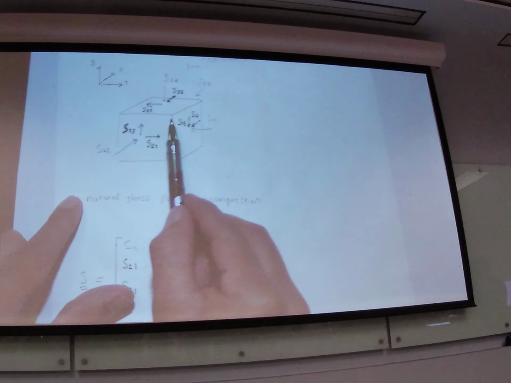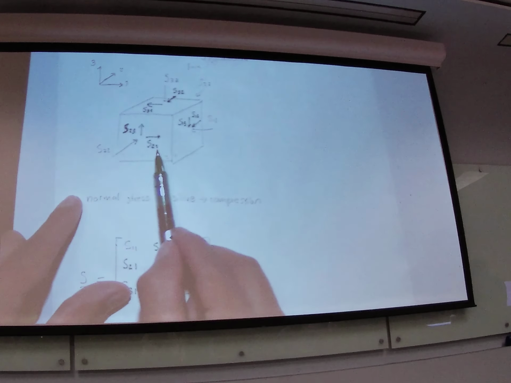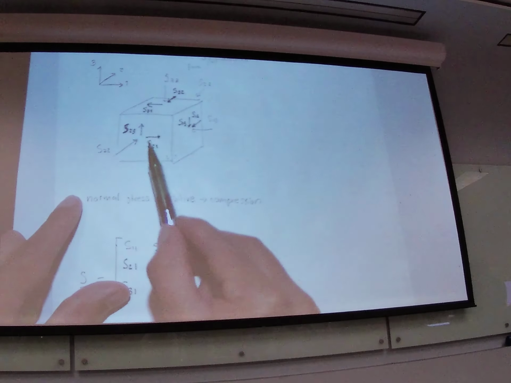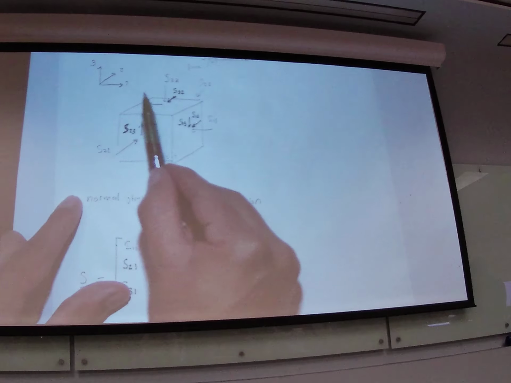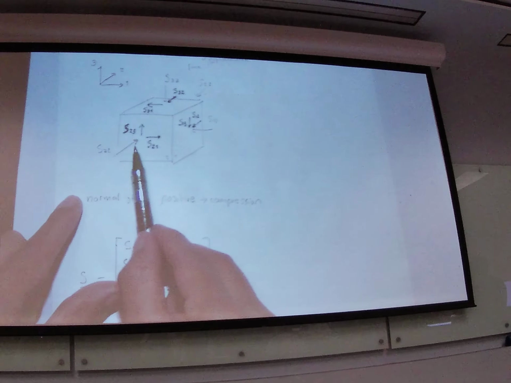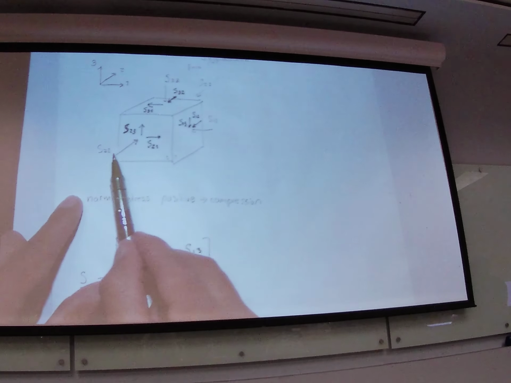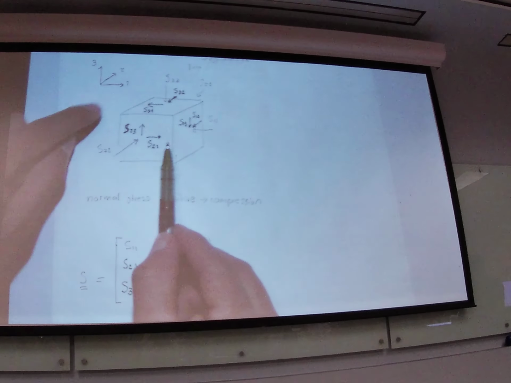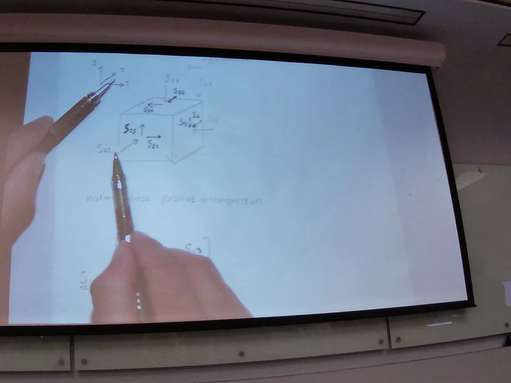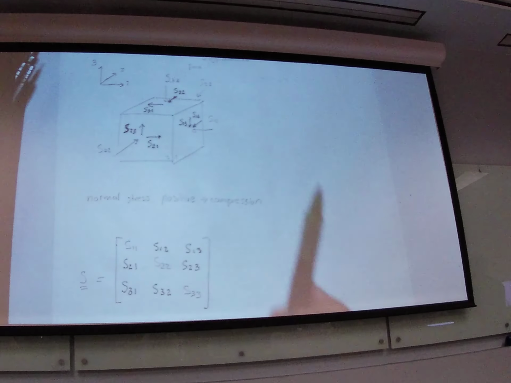I cannot draw the other ones because they will be on the hidden face. But the one that I see is this one, and in order to get to this one, I need to go a negative direction from here to there. And in this direction, all the stresses should be aligned with this direction. So you see this one is 1, 2 is that one, and 3 is that one. So those are all positive.